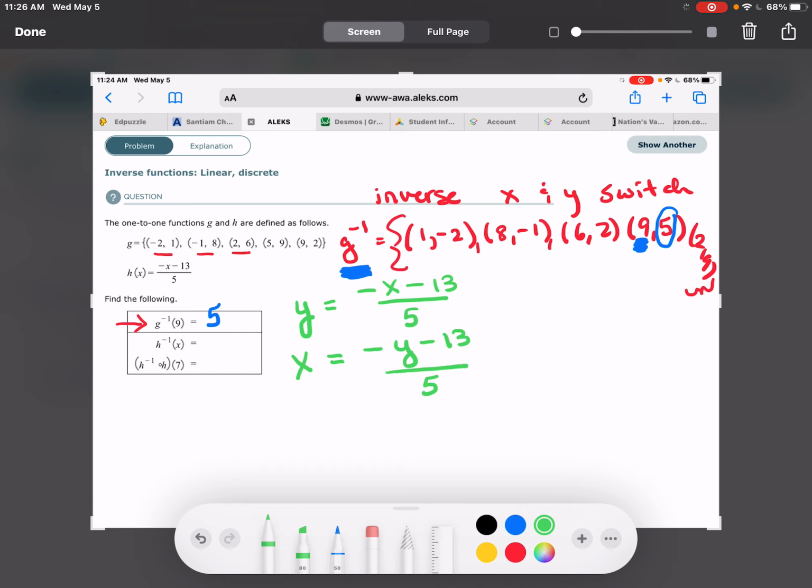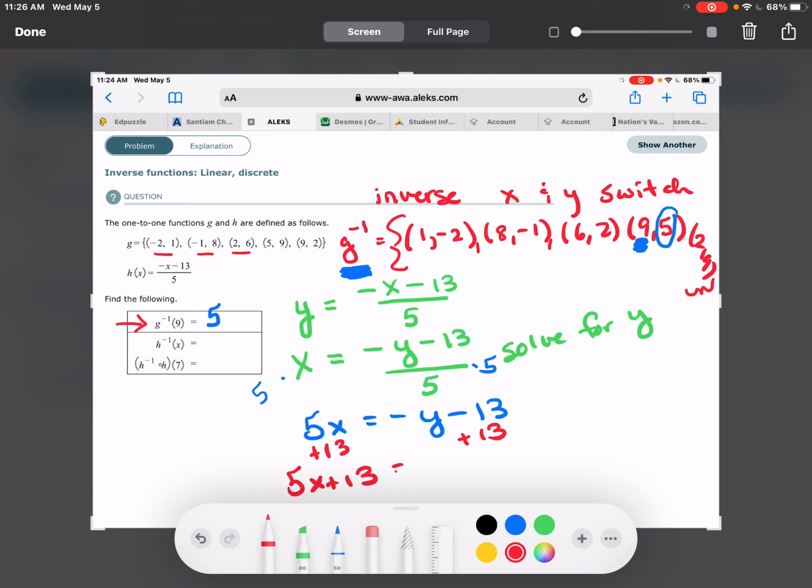And now what I need to do is go ahead and solve for y. I have to get y by itself again. And so in this case, I'm going to multiply by 5. So I get 5x equals -y minus 13. And I'm going to add 13. So I get 5x plus 13 equals -y.